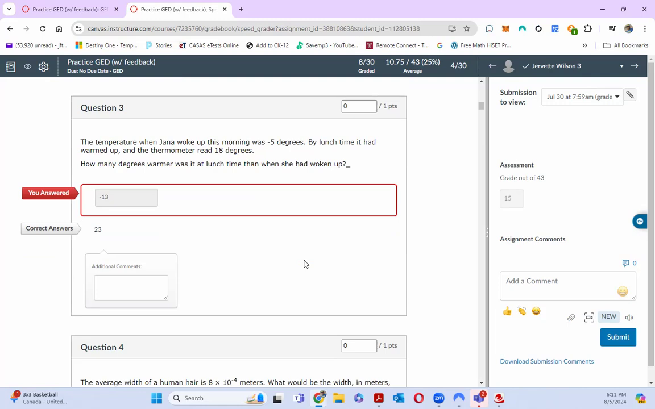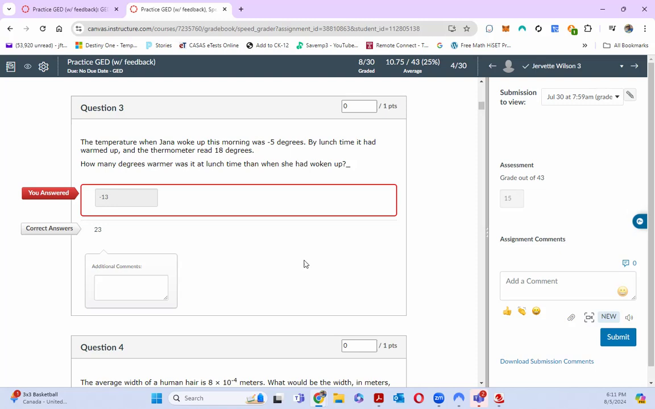Now watch this. Let's look at this problem. The temperature when Janet woke up this morning was -5 degrees. By lunchtime, it had warmed up and the thermometer read 18 degrees. How many degrees warmer was it at lunchtime than when she had woken up? So, first thing, how much warmer?